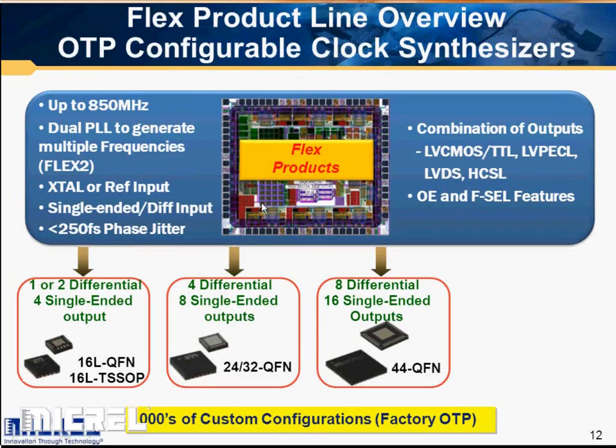The Flex product is a one-time programmable array. Parts with 2 differential outputs, 4, or 8 differential outputs are offered. The outputs can be any combination of LV-CMOS or TTL, LV-PECL, LVDS, or HCSL. The jitter performance of these parts is exceptional, and 250 femtoseconds is not uncommon.